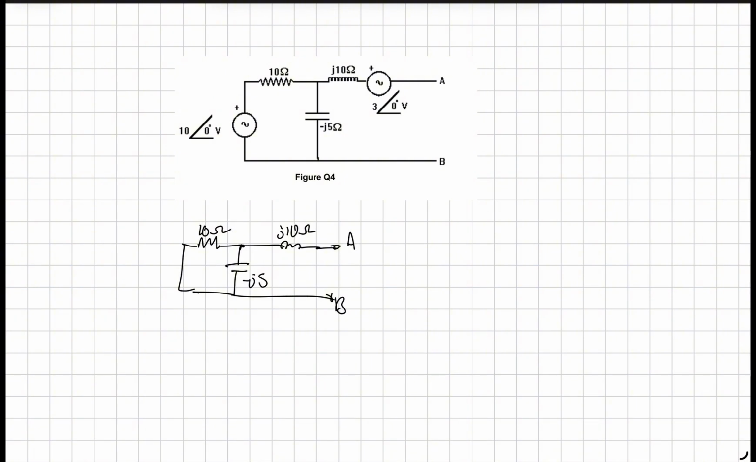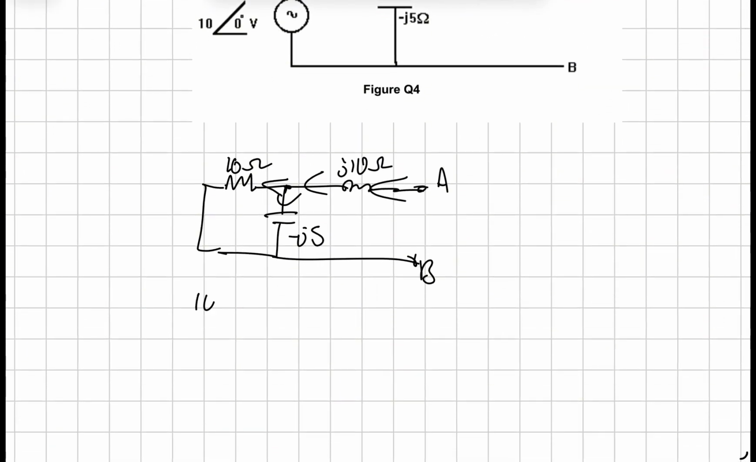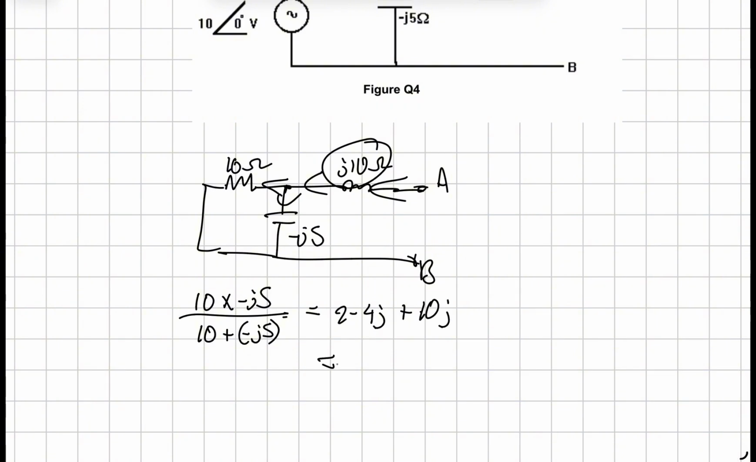So you need to look through all the terms. Go in here. J10 is over here. Then it splits. So 10 ohms and minus J5 are in parallel. So do 10 times minus J5 over 10 plus minus J5. If you put that in the calculator, that will be 2 minus 4J. Add the 10J ohms. That's it. So it will be 2 plus 6J. You found your Thevenin resistance. There you go.